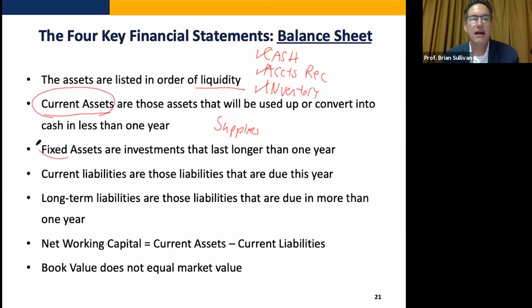Fixed assets last for more than 1 year, right? Last longer than a year. Buildings, cars, machines, airplanes, all of that stuff.